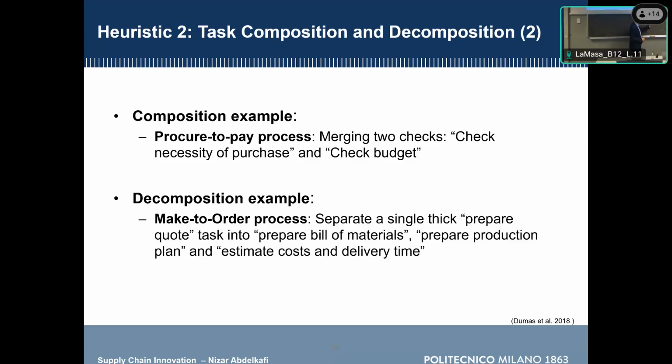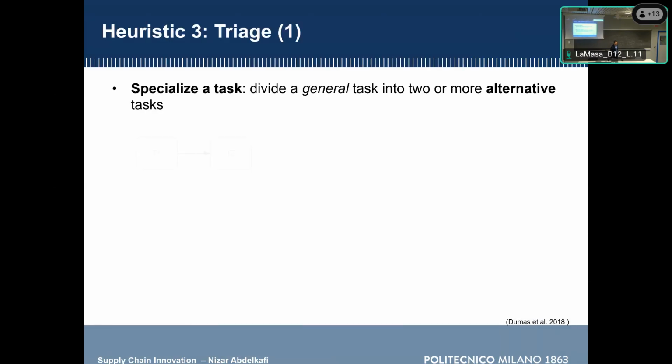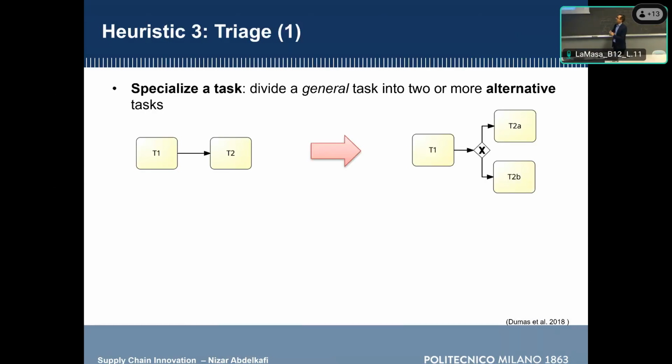You may have it in machinery, perhaps. It could be supported by a configurator, and it may be that people still have to work on it. So it depends. But yeah, definitely it is a decomposition task. Then we have triage. So it is to divide a general task into two or more alternative tasks. So from T1 to T2, we can have a XOR, and then we can go either to T2A or T2B.